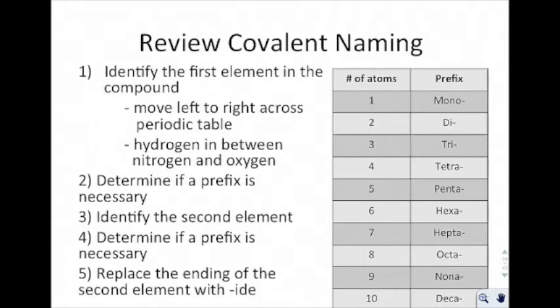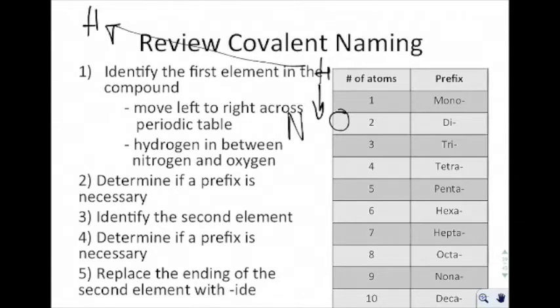Now you also need to review covalent naming. You are also responsible for this and should be able to name any sort of covalent compound. Remember that first you identify the first element in the compound, moving left to right across the periodic table. But it is kind of tricky because hydrogen fits in between nitrogen and oxygen. So you've got nitrogen and oxygen, and actually hydrogen goes in between, even though hydrogen's really in the top corner on the periodic table. So you would say dihydrogen monoxide, but you would say nitrogen dihydride because of where hydrogen is on there.